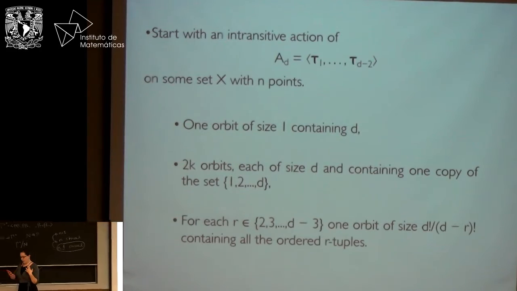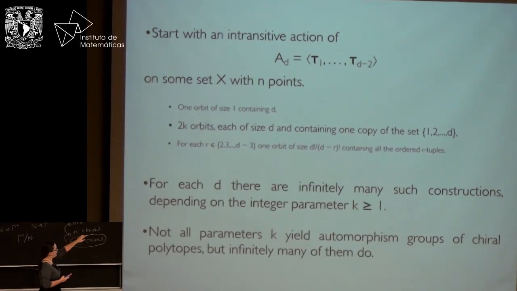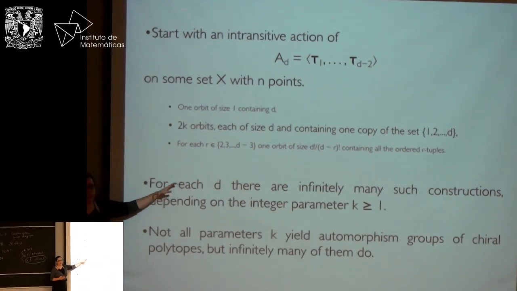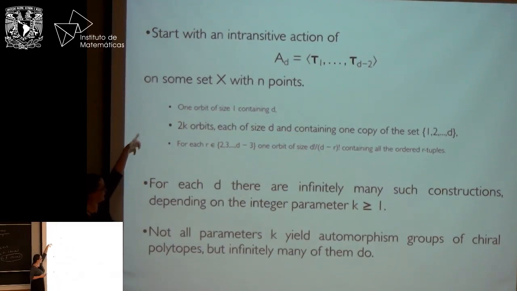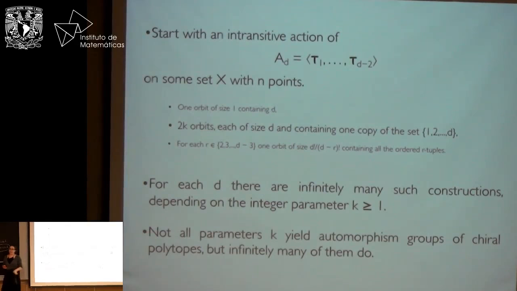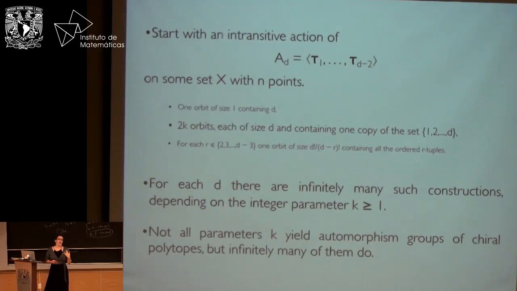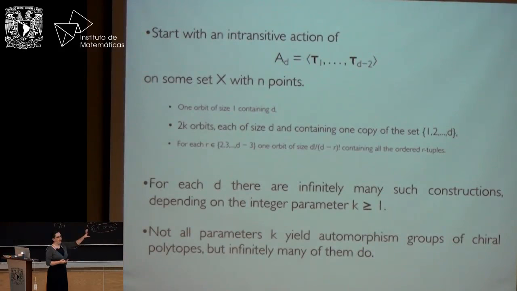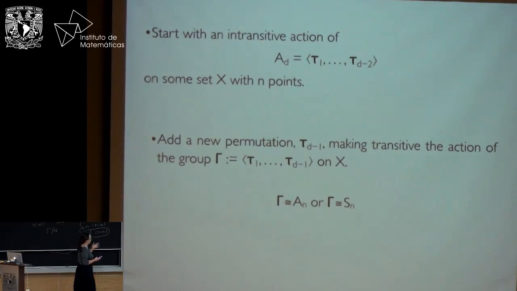And then we have a k here. So for each D, I can construct infinitely many groups acting like this, or sets acting like this, depending on the k that I pick. And some of the parameters k are going to give us groups of chiral polytopes, and some of them are not. And the idea is that after I have this, I'm going to add a new generator to my group.